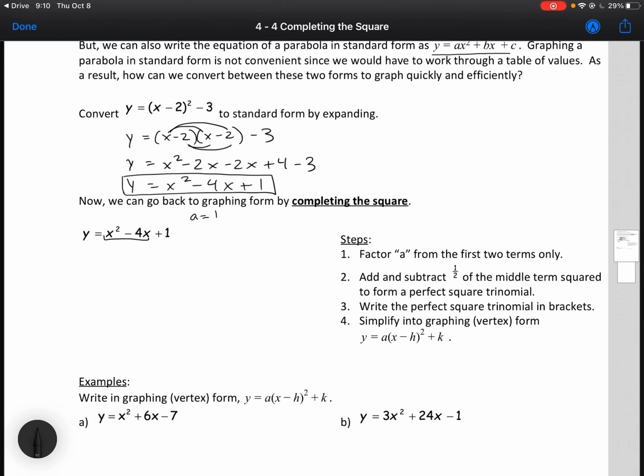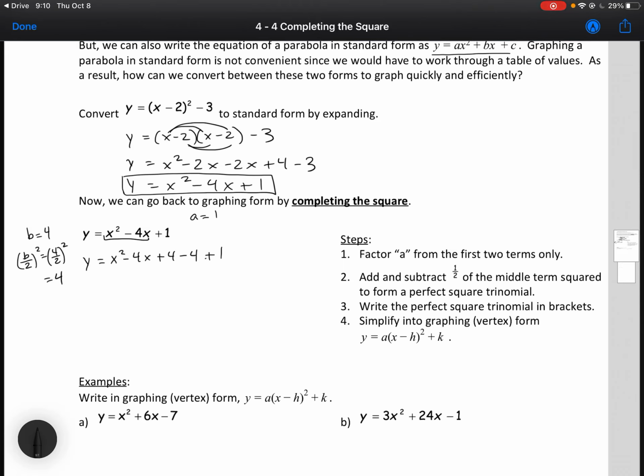So usually what I do on the side is I'm going to just figure out what my b value is, which is 4, just the absolute value of it. And then I'm going to do b divided by 2 and then square. So 4 divided by 2 squared, which is going to give me 4. Now I'm going to manipulate my equation by adding 4 and subtracting 4. And then I still have my adding 1 over here at the end.